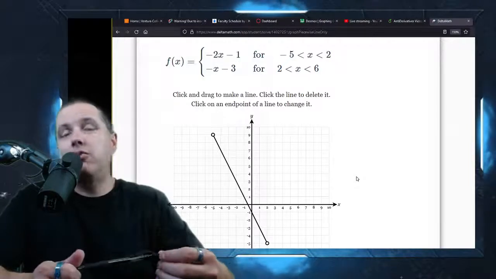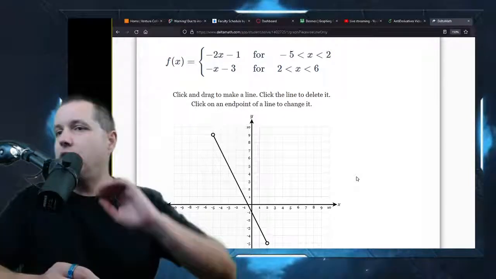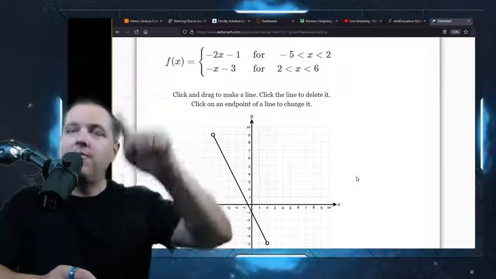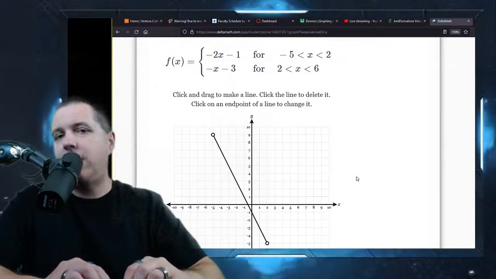So I know it looks really confusing at first. Once you get the hang of it, you'll just zip right through it. Like once you see how the x's and y's work, you'll just fly through it.